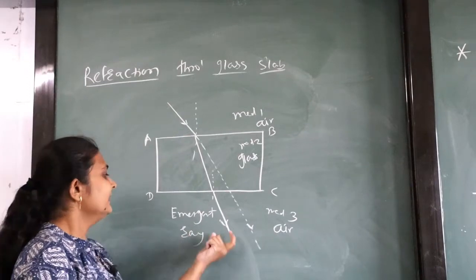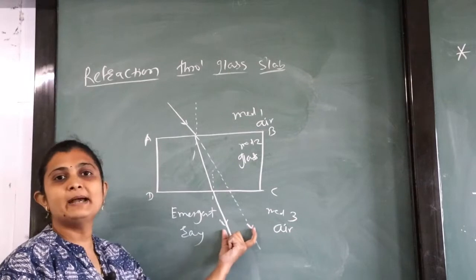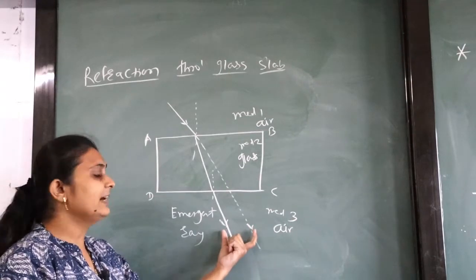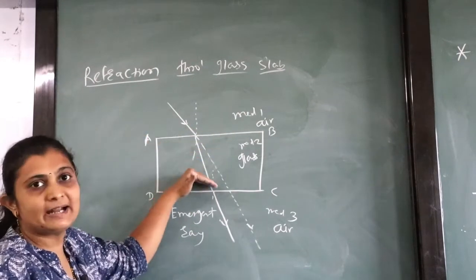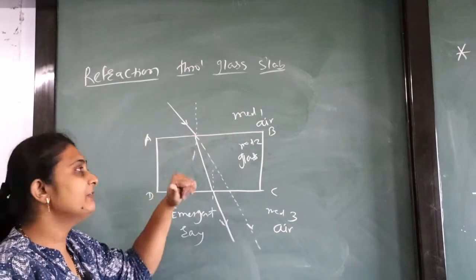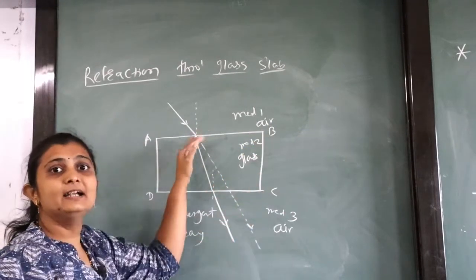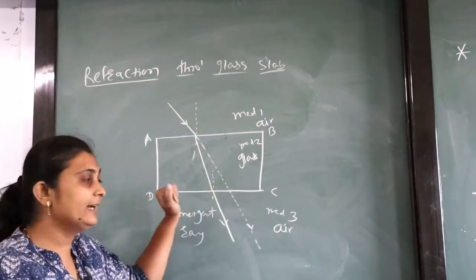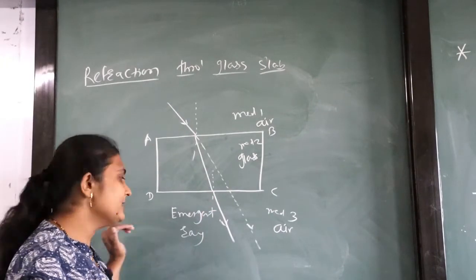See here, the direction of the emergent ray and the direction of the incident ray are parallel to each other. Then why are these parallel to each other? Because we have two refracting surfaces that are equal, AB is equal to DC and parallel to each other, correct? Now from this we have to write 3 points for conclusion.